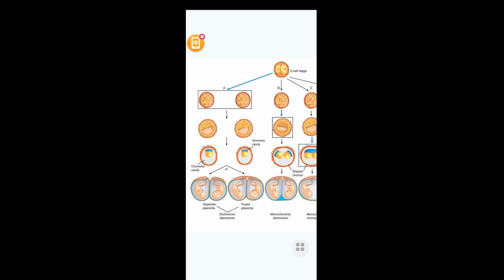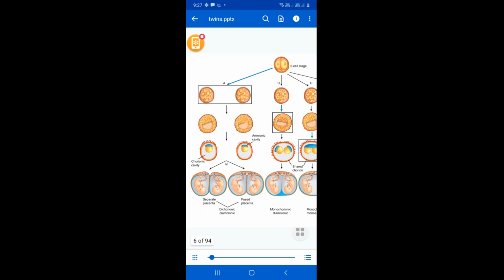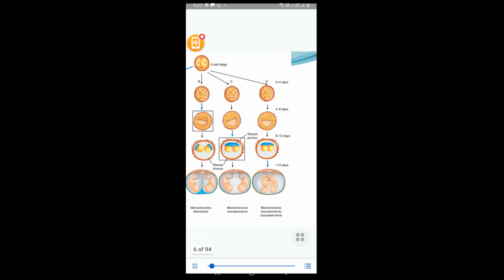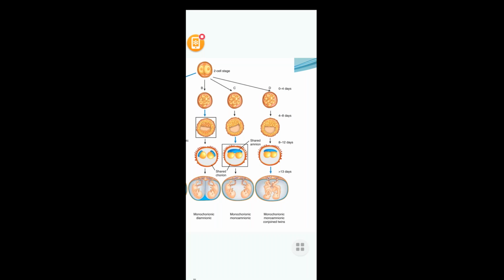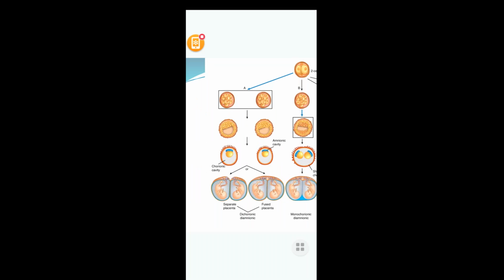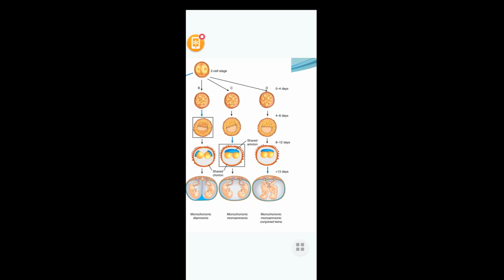It means it might be from two different ova fertilized by two different sperms, or one ovum fertilized by one sperm, but the separation has occurred at an early 2 to 8 cell stage, resulting in dichorionic diamniotic. But if you have seen monochorionic diamniotic, or monochorionic monoamniotic, or monochorionic monoamniotic with conjoined twins, it is 100% from a single ovum fertilized by a single sperm.